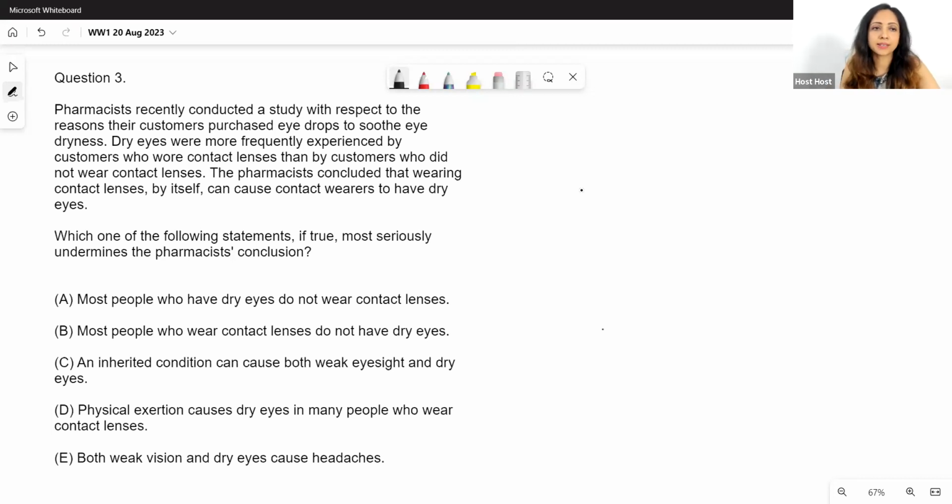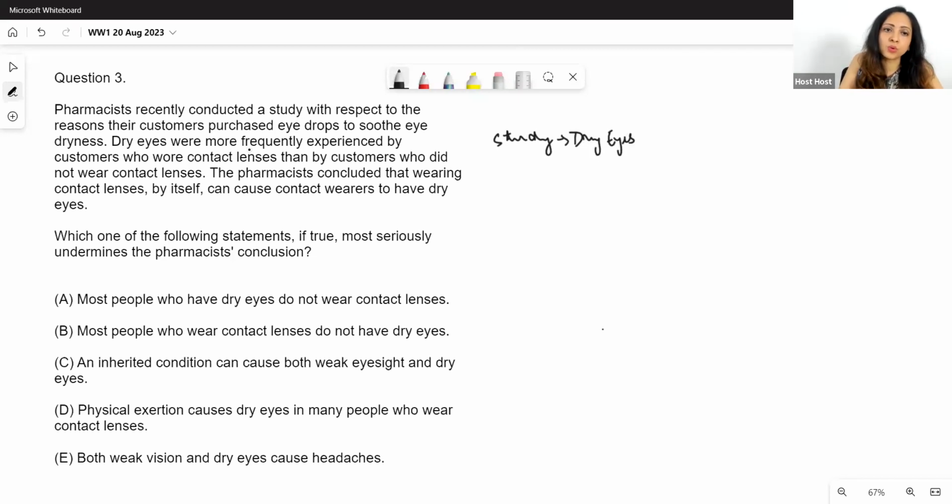Okay, let's take a look at it now. Pharmacists recently conducted a study with respect to the reasons their customers purchased eye drops to soothe eye dryness. So there was a study conducted on people who had dry eyes, the ones who had come to buy the medicine for dry eyes, right?